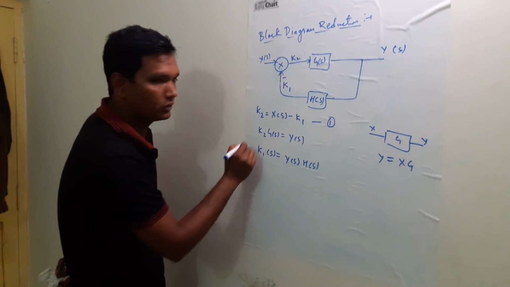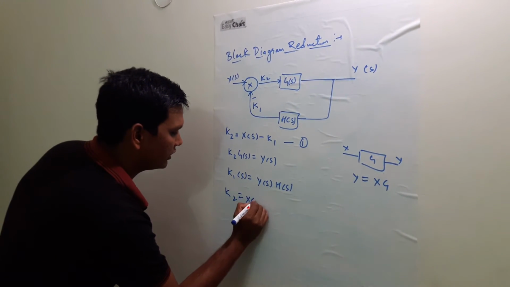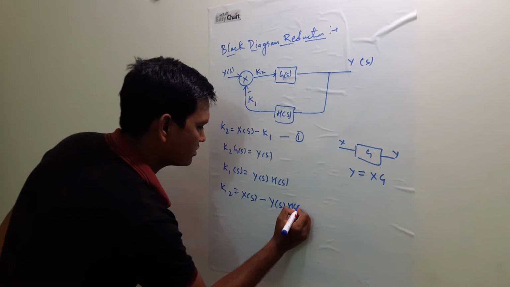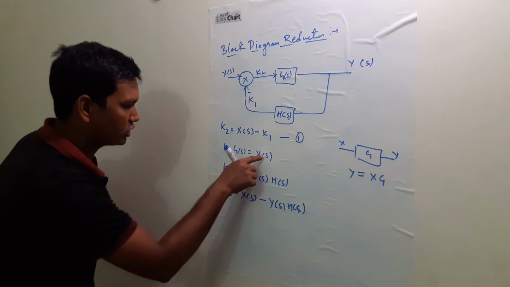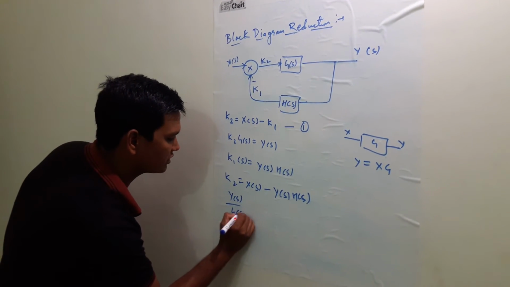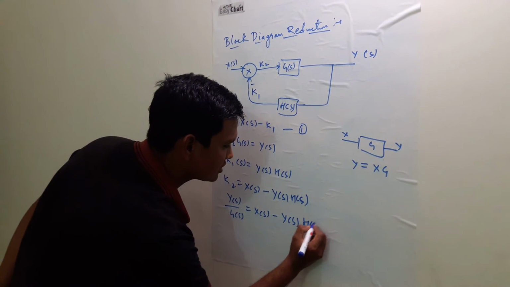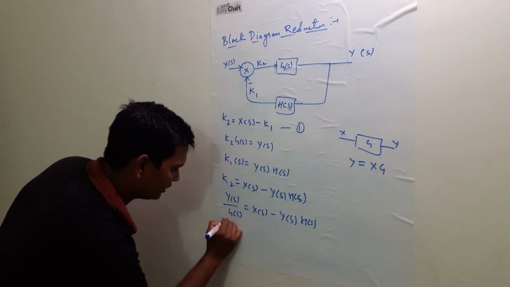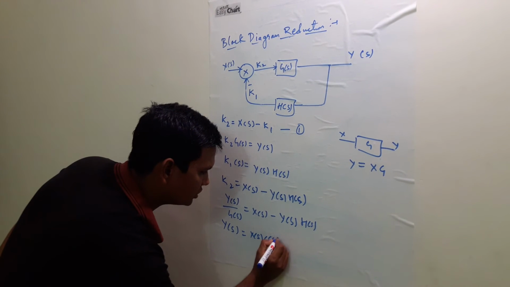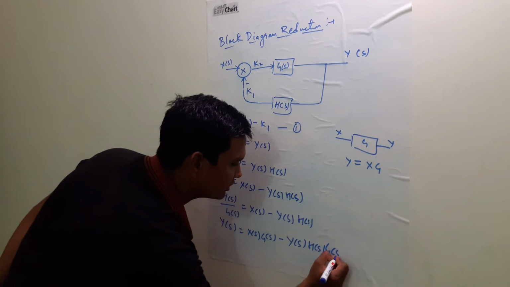Substituting this value, K2 will become X of S minus K1 value, which is Y of S into H of S. Now I can substitute K2 also. K2 is nothing but Y of S by G of S. So Y of S by G of S is equal to X of S minus Y of S into H of S. Solving that, cross multiply: Y of S is equal to X of S into G of S minus Y of S H of S into G of S.